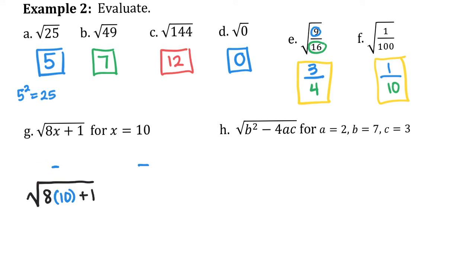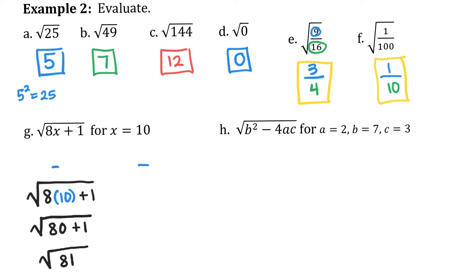Okay, inside the square root, I have 8 times 10 plus 1. I need to evaluate this part first. The square rooting is going to happen last, and I'm going to follow order of operations. So 8 times 10 plus 1, I need to multiply first. Let's see, 8 times 10 is 80, and then I will plus 1. So square root of 80 plus 1 is 81.